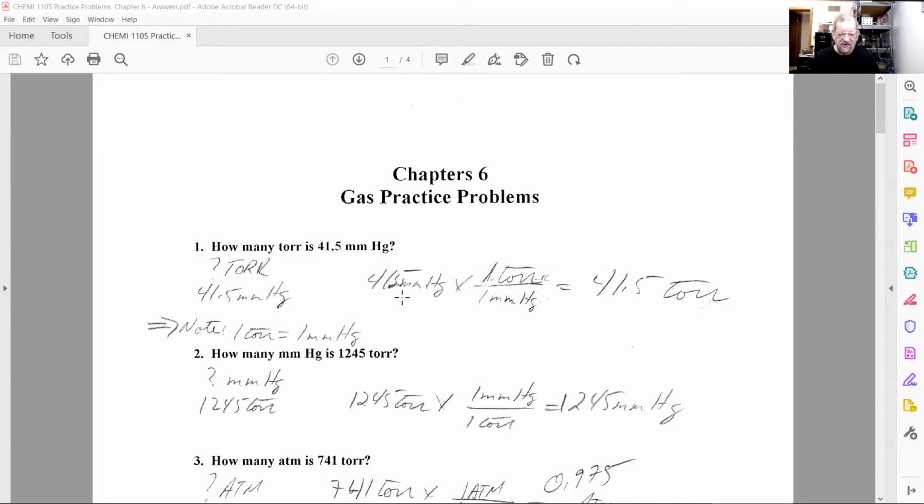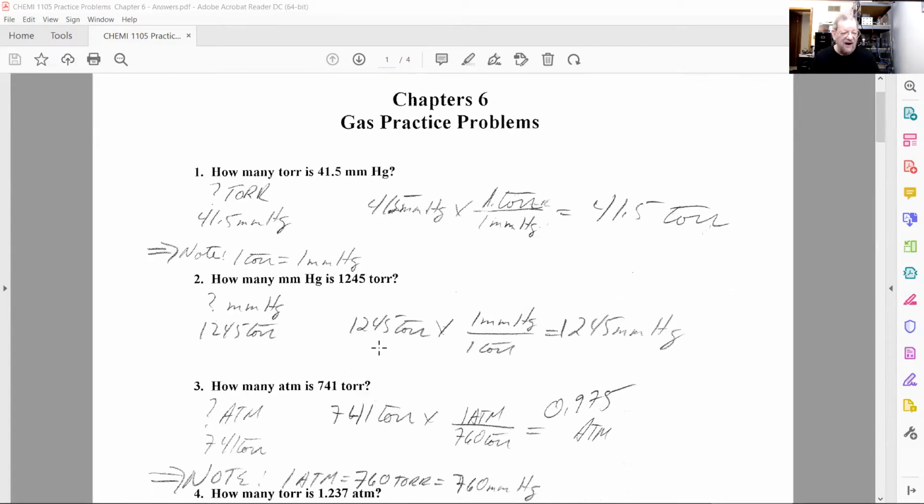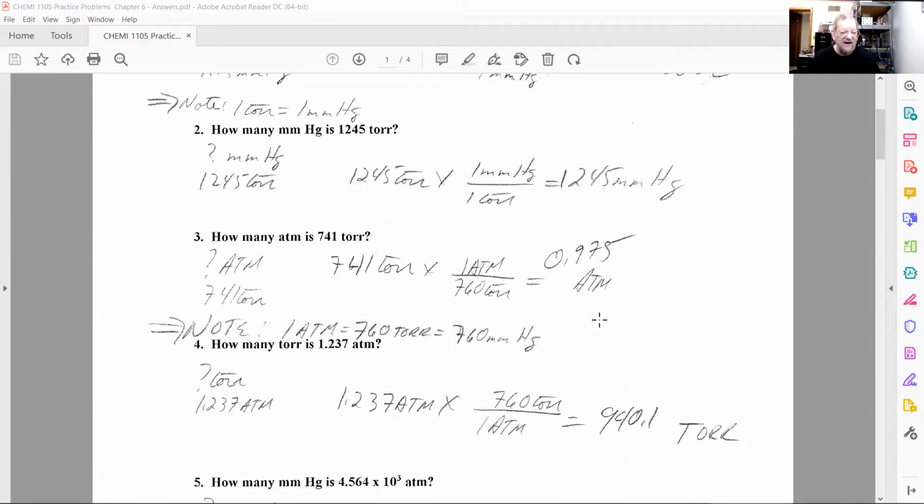It's to your benefit. So this is 3 significant figures. Now notice on number 2, how many millimeters of mercury is 1,425 torr. This is 4 significant figures, using unit analysis to get this ratio, and you get the same thing. Now, let's take a look at number 3. How many atmospheres is 741 torr?